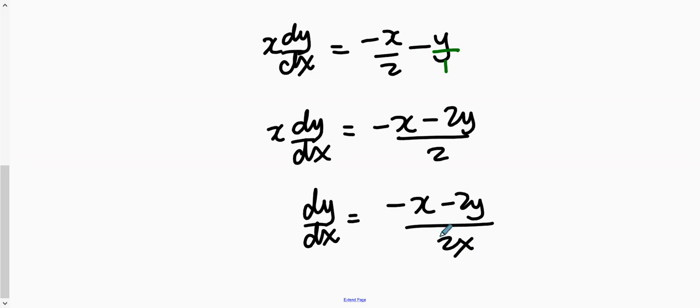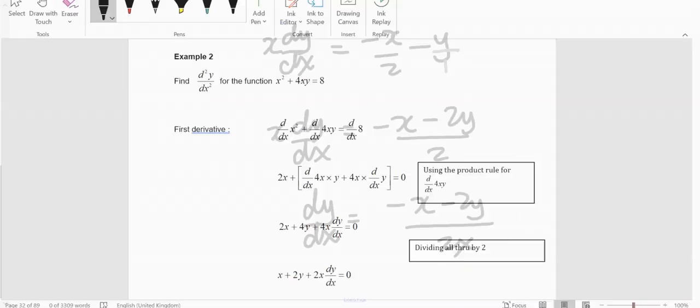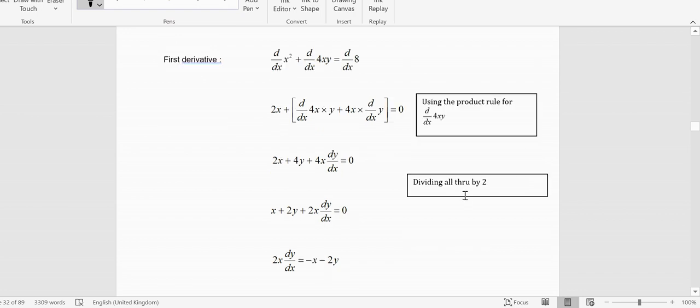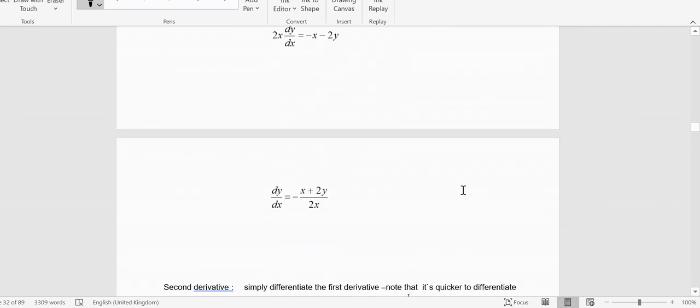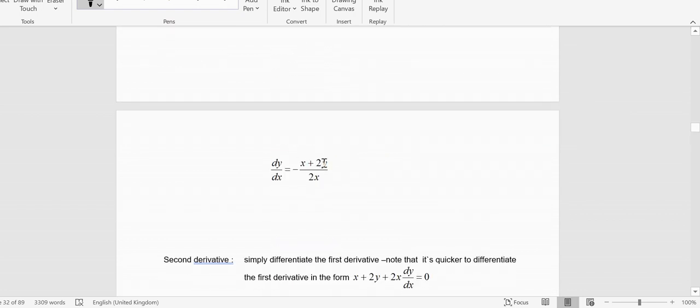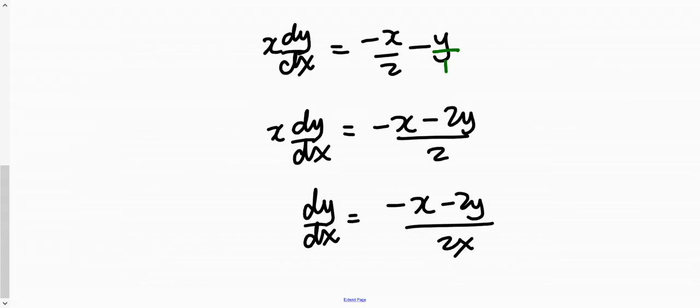Now, if we have a look back at the problem, you can see there it is, minus x plus 2y over 2x. I have left it as minus x minus 2y, so I could factorize out that minus sign. Well, let's do it. X plus 2y over 2x. So that's basically the answer in the book.